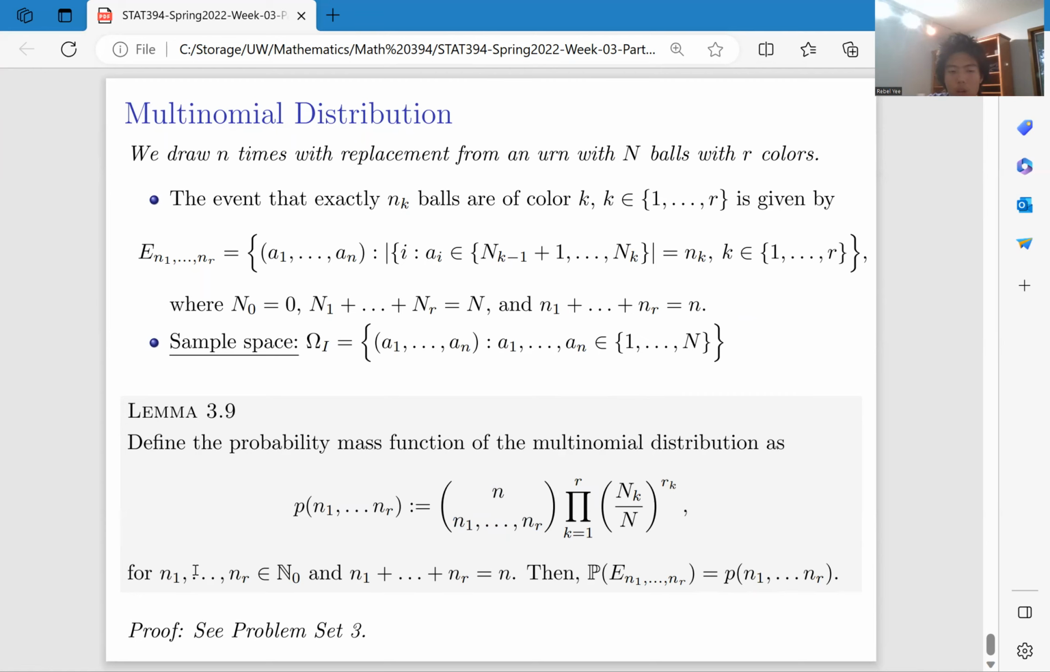And remember, all of the n1 until nr belong to the natural numbers union with 0, and n1 plus n2 plus and so on should equal n, and the probability of A with n1, n2, n3 up to nr is equal to the mass function if it works right, if it works ideally. So that is the expected outcome we'll see.